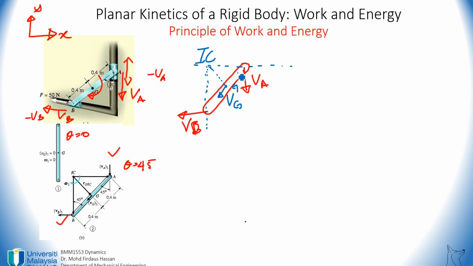Let's say you have another point here, you want to calculate this point. Draw a straight line from IC to that point, and draw a 90 degree angle here. This is the V for this point. Okay, now we see that, first, from the previous figures.